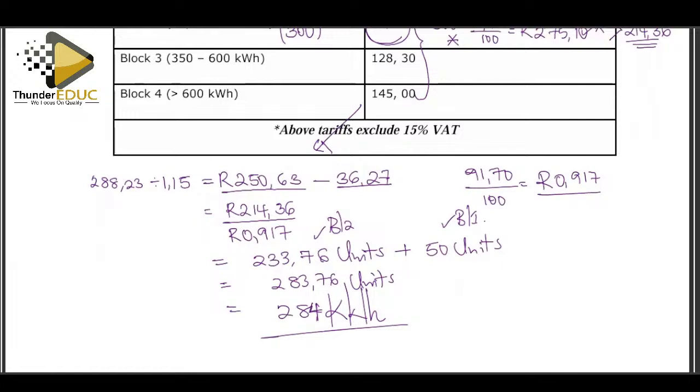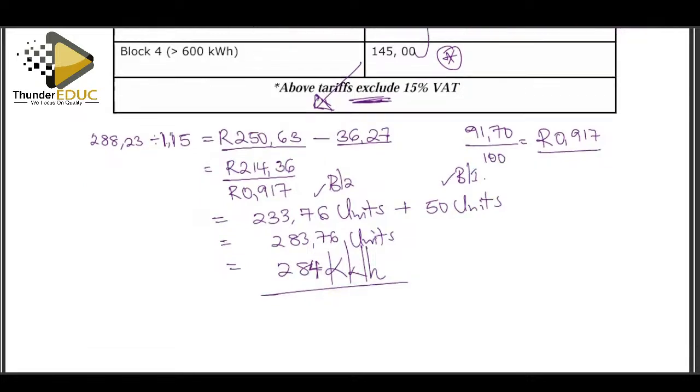We work backwards. First and foremost, next time if you find such a question, you have to exclude VAT. Why? The values in the table don't have VAT. They exclude VAT. You understand? All right. That marks the end of question number 2.